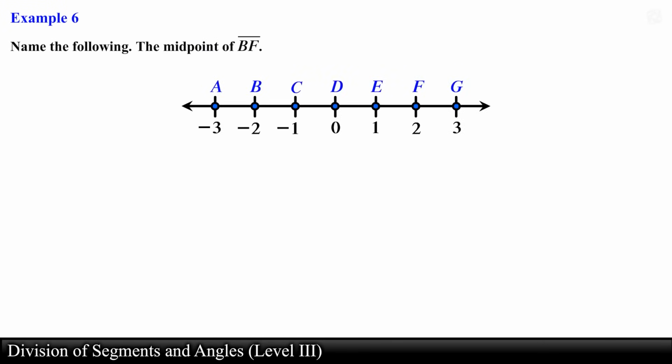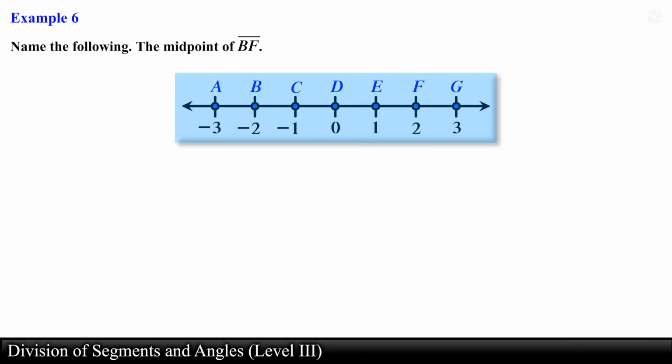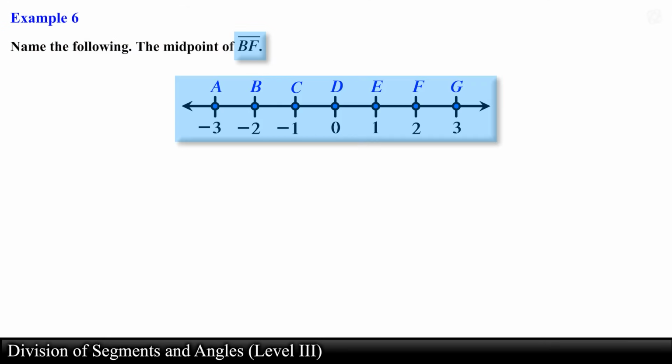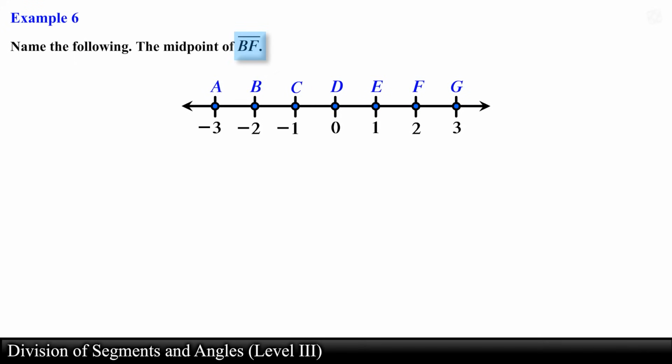Name the following: the midpoint of segment BF. In this problem, we are provided with a diagram of a number line, along with some points located at a particular coordinate. We are asked to determine the midpoint of segment BF. Let's first determine where segment BF is located in the number line. We know that point B is located at -2, and point F is located at 2.